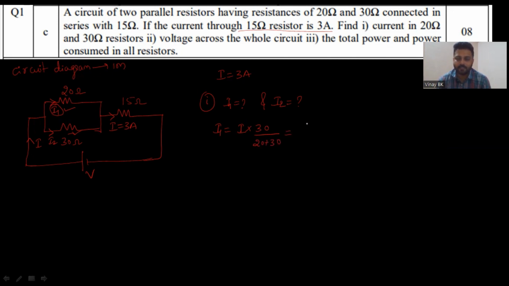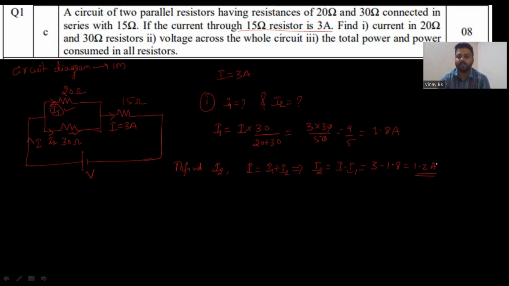The value of current I is 3, so 3 into 30 divided by 50, you get 9 divided by 5, which is 1.8 amperes. Similarly, to find I2, you know the value of the total current I and the value of I1. The total current I is given by I1 plus I2, so I2 is I minus I1, that is 3 minus 1.8. You will get 1.2 amperes. That finishes the first step, current in the 20 ohm and 30 ohm resistors.